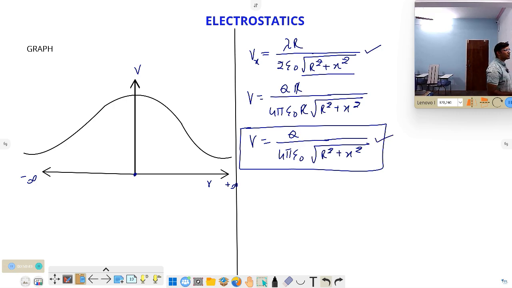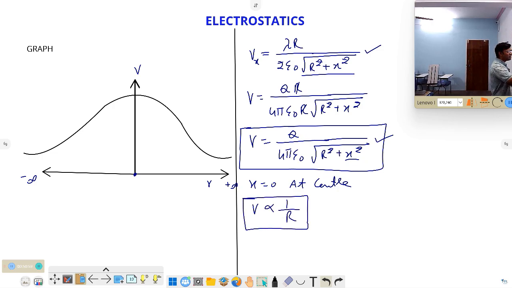Finally, you get the equation V is equal to q by 4 pi epsilon naught under root of r square plus x square. Now put the x value equal to 0. X value 0 means at the center of the ring. At the center of the ring, what is the potential value? If you put x equal to 0, V is inversely proportional to r, because q by 4 pi epsilon naught is constant, and root r square, the r square and root get cancelled. So V is inversely proportional to r.